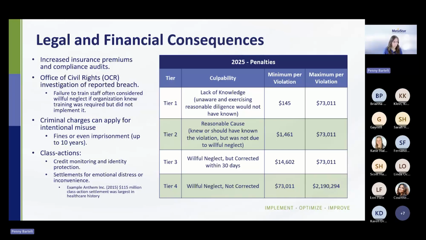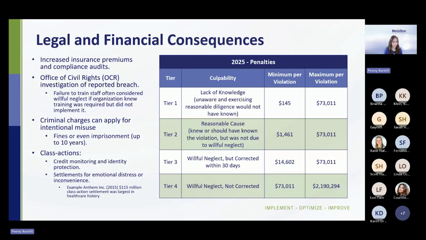And I just wanted to touch base on it because it's sometimes staggering to see the amounts a violation can cost you, right? And I did want to highlight that for OCR, failure to train staff is often considered willful neglect, which is this tier 3 level. So if you knew that training was required but didn't implement it, that puts you at risk for a higher fine possibly as well.